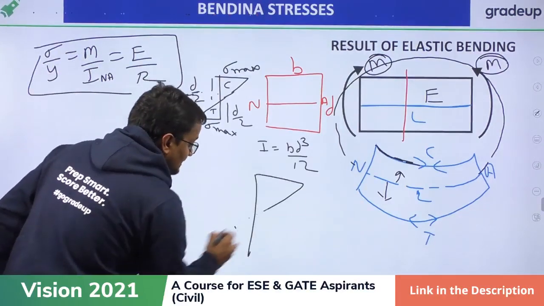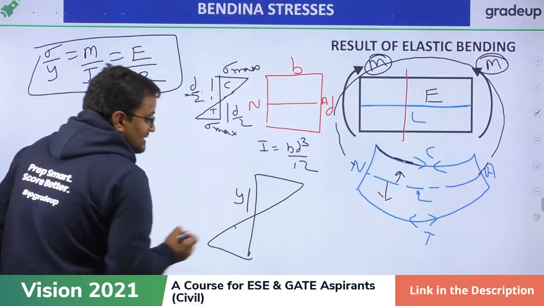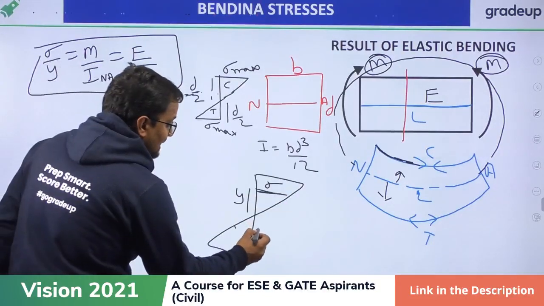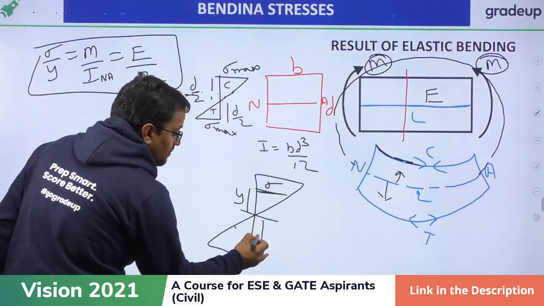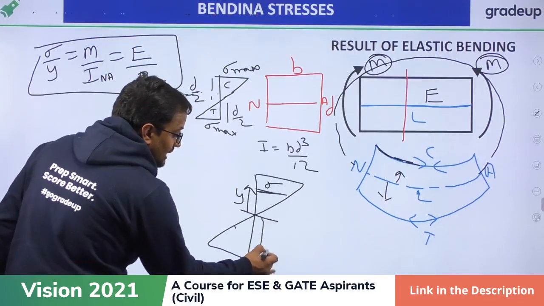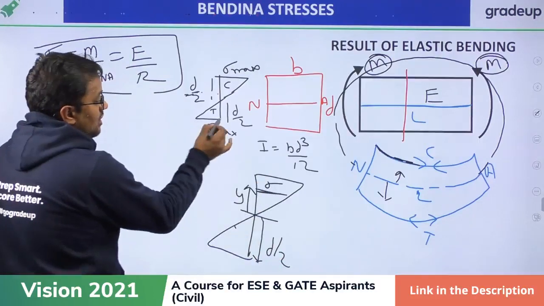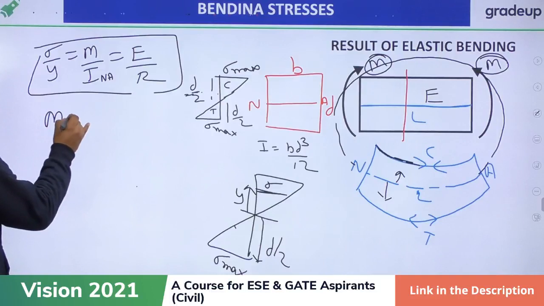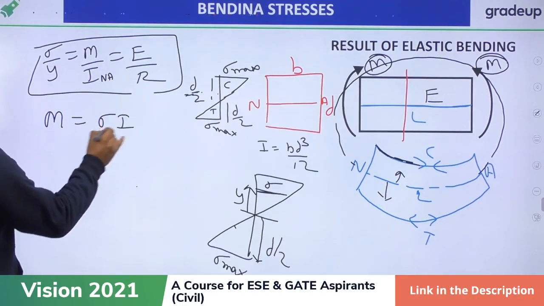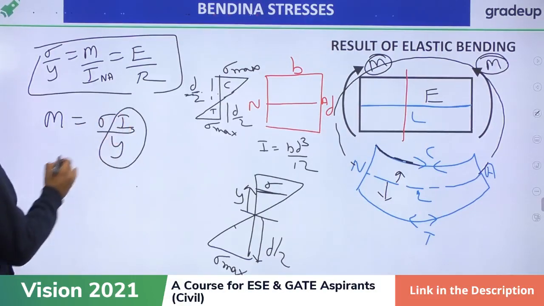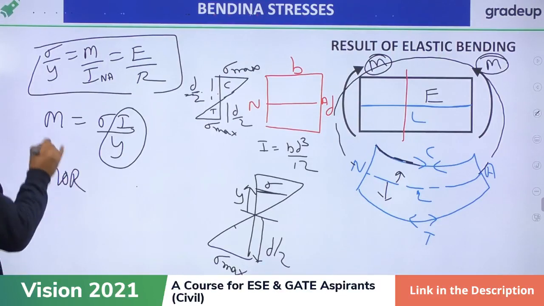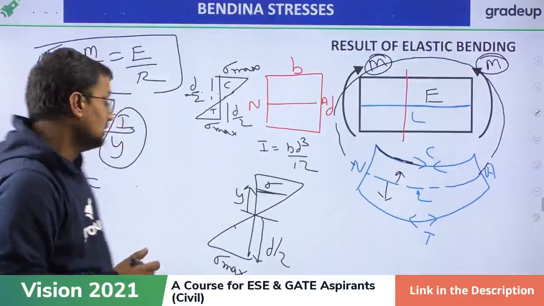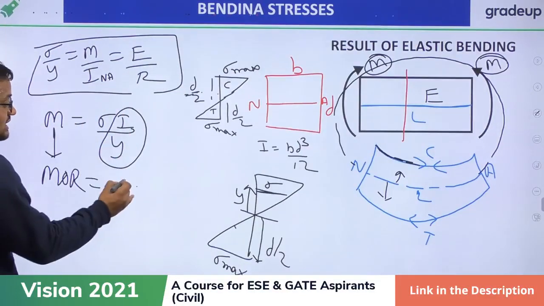Suppose the bending stress is like this. If I put Y as something like this, then sigma will be given here. If I put Y as D by 2, where Y is the distance from the neutral axis, then we get sigma max. From here, M is equal to sigma into I by Y. I by Y is Z. So the moment of resistance M is the maximum moment that the beam can have without failure. I by Y is Z.